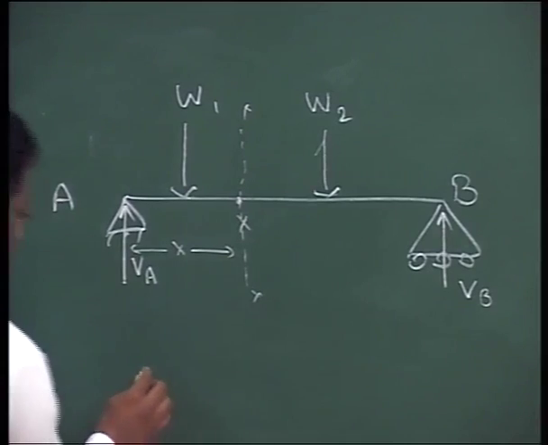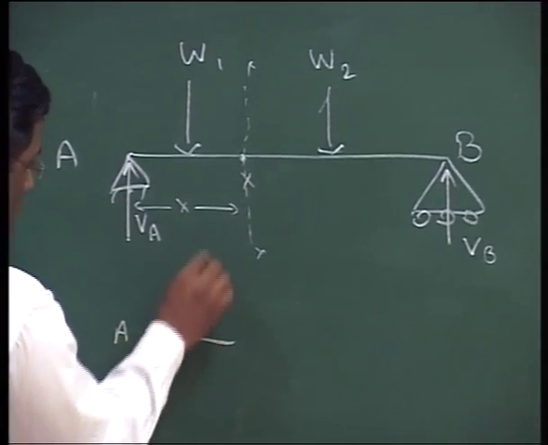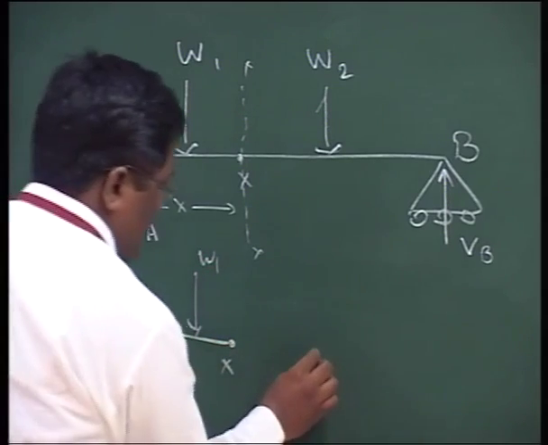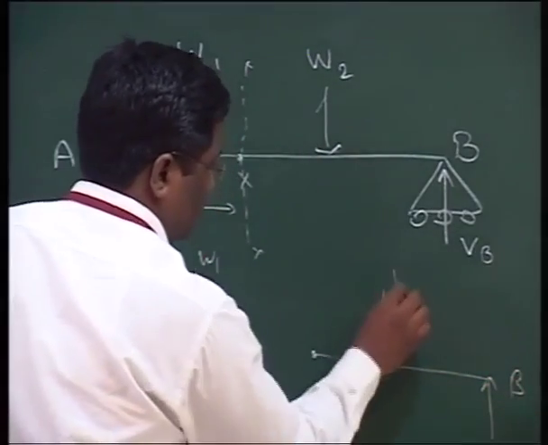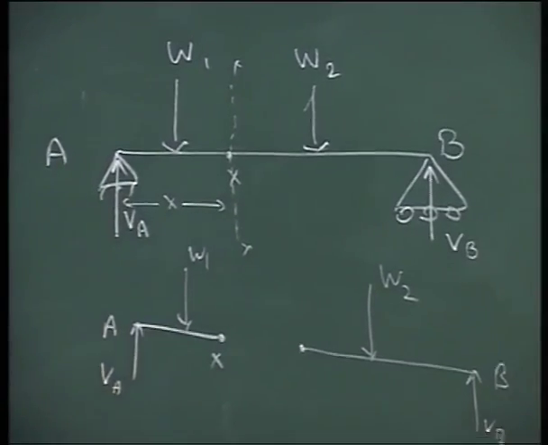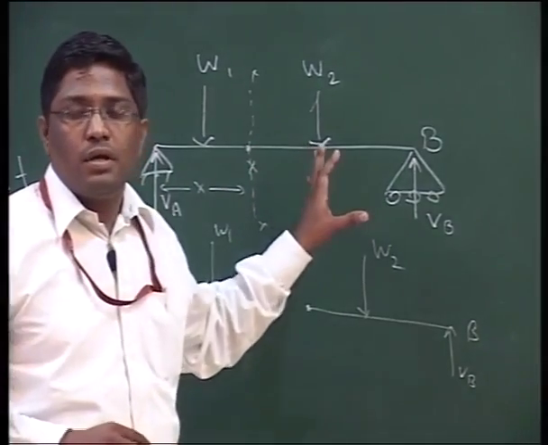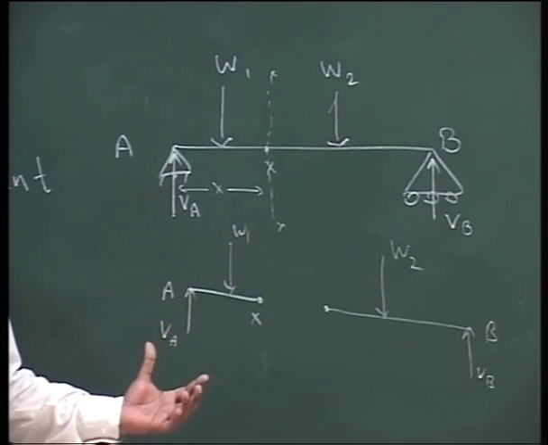Now if I draw this beam again, then this will be point x. In the same way, this will be... now. If we say that this particular whole beam is in equilibrium, then these both portions must be in equilibrium.